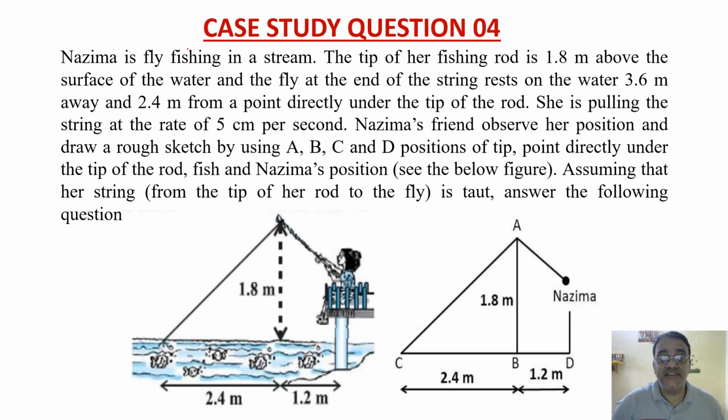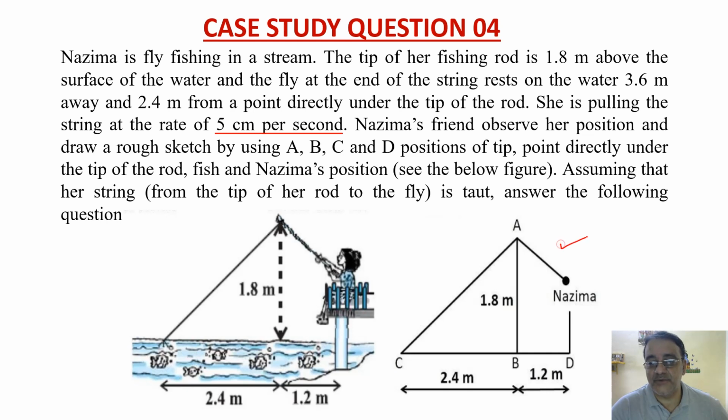Nazima is fly fishing in a stream. The tip of her fishing rod is 1.8 meter above the surface of the water, and the fly at the end of the string rests on the water 3.6 meter away and 2.4 meter from the point directly under the tip of the rod. She is pulling string at the rate of 5 centimeter per second. Nazima's friend observes her position and draws a rough sketch by using A, B, C and D position of tips. A, the point directly under the tip of a rod, fish, and Nazima's position.